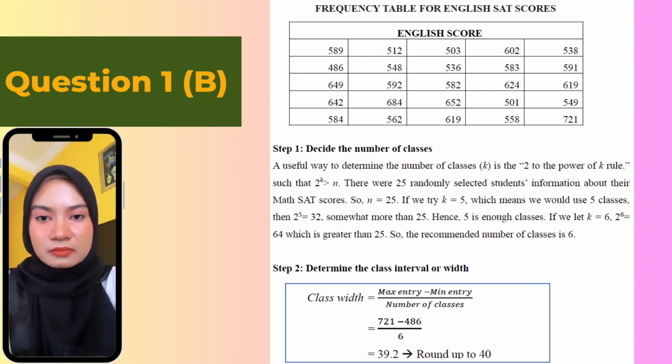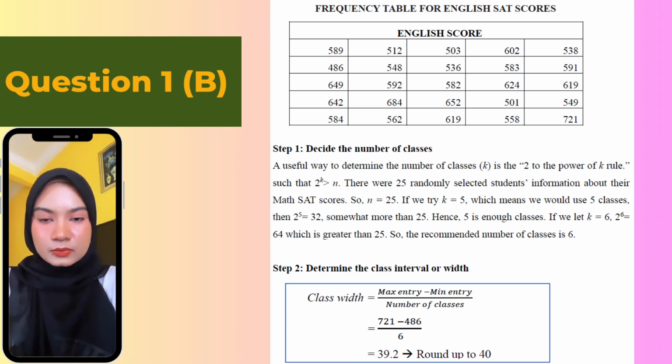So, the first step, I should decide on the number of classes k using the 2 to the power of k rule, such that 2^k is more than n. There were 25 randomly selected students' information about their English score. For this question, k should have 6 classes because 2 to the power of 6 equals 64. So, this number is greater than 25. The classes should be more than 25 as long as they cover the lower and the upper limit in the classes.